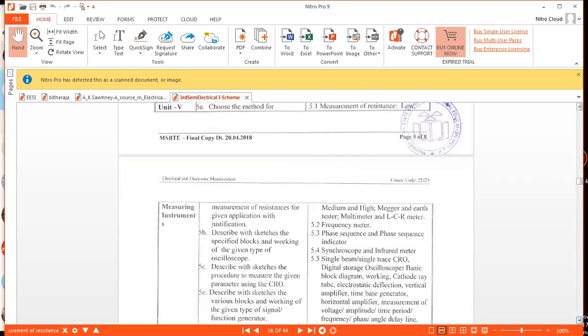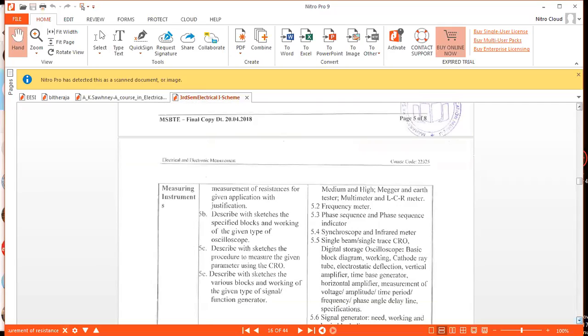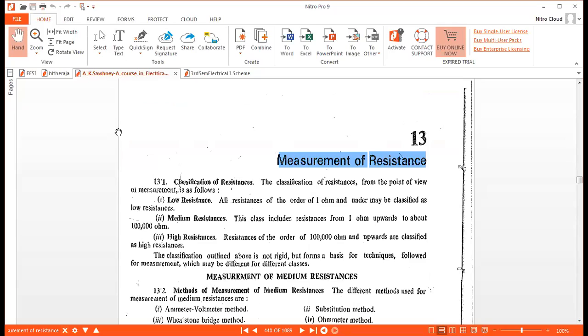We have to study the function generator, and with this the frequency meter, synchroscope, infrared meter, etc. So we will start with the first outcome, that is the measurement of resistance. First is the classification of resistance.